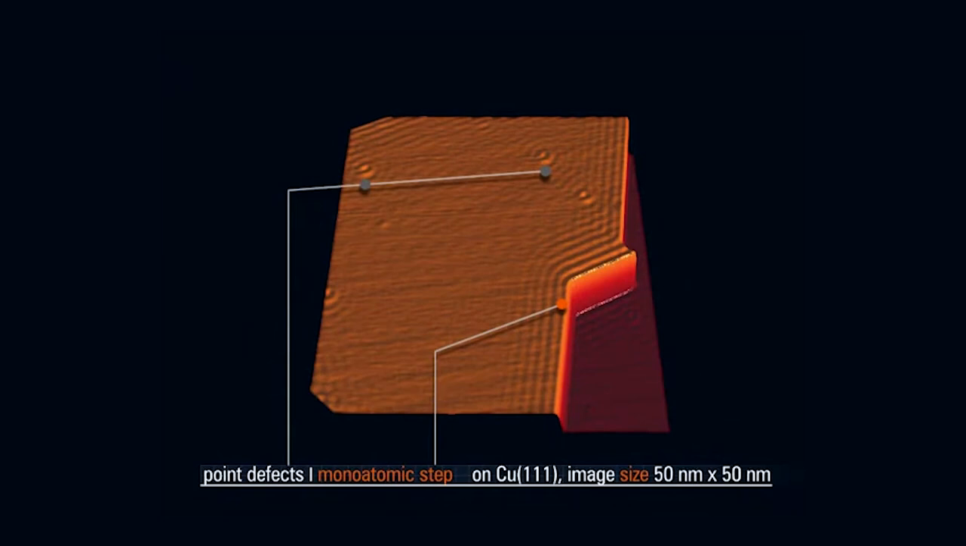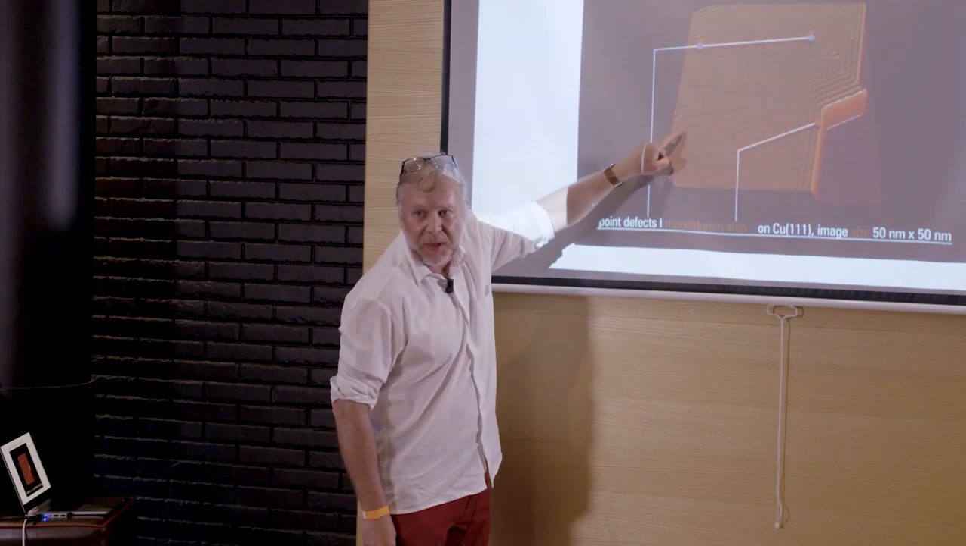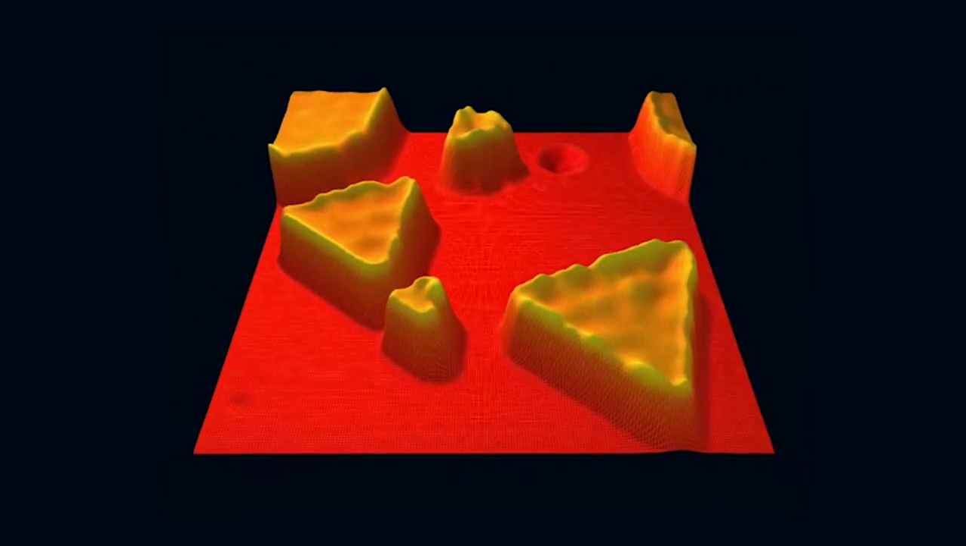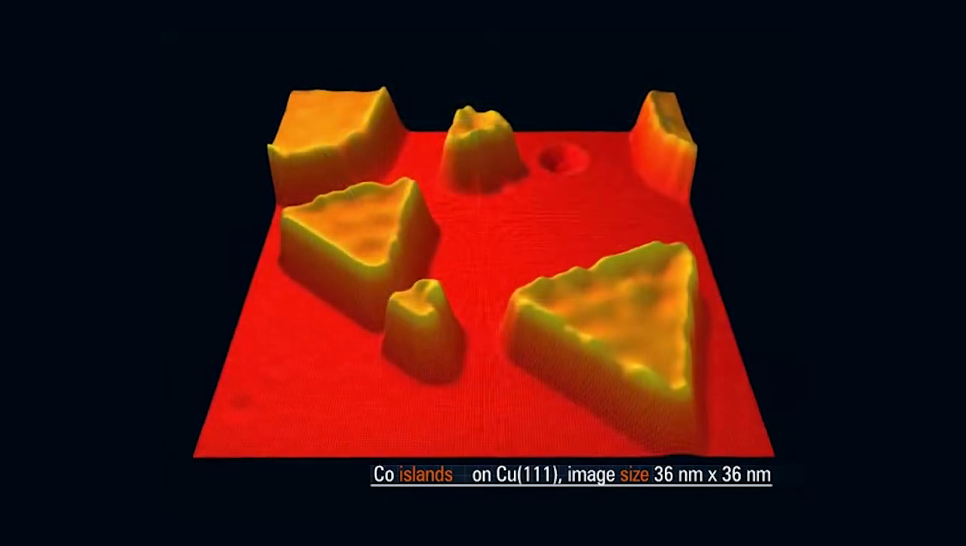So what do we see? We see some strange things here. You see waves, in fact. It is this interaction of delocalized electrons which mesh together and interact with this defect to create this kind of waves. But what is more interesting is this. It is cobalt and copper. We mix them together, they form small triangles, and this is what we see.